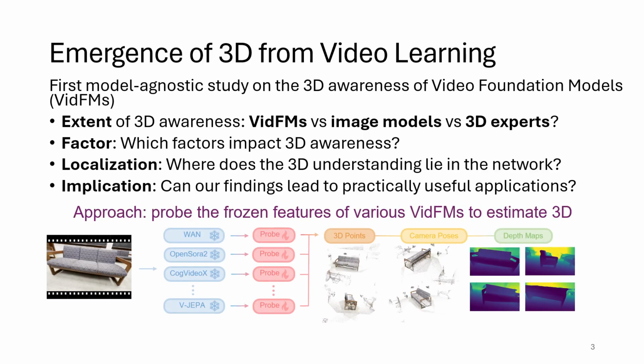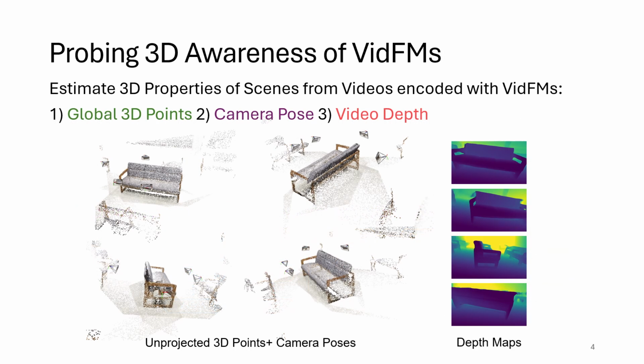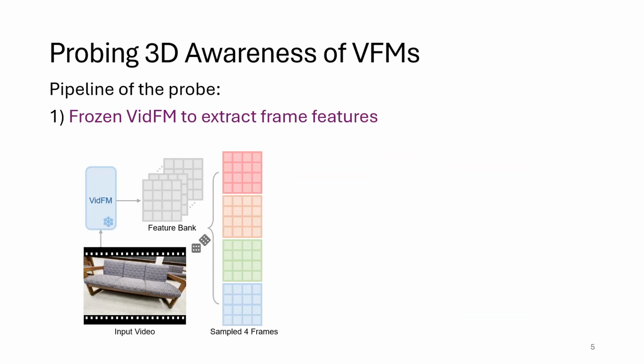Our approach here is pretty simple. We probe the frozen features of various video foundation models to estimate 3D properties. Specifically, we estimate 3 scene properties from the frozen video foundation model features: the global 3D points, camera poses, and per frame depth maps. If a video model encodes 3D, a small probe should be able to read this out directly, with no fine-tuning of the base model.